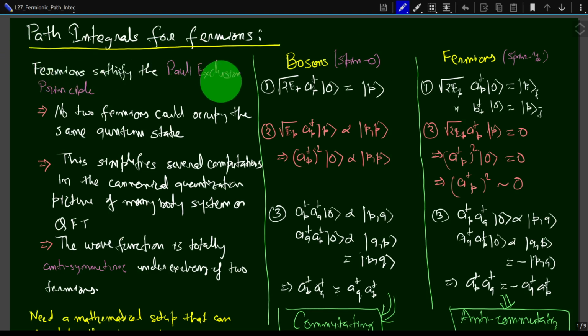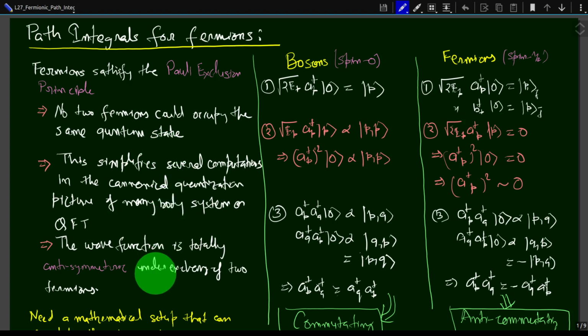So fermions satisfy the Pauli exclusion principle. That means no two fermions could occupy the same quantum state. So these are some properties of the fermions. And this simplifies several computations if I'm using the canonical quantization picture, for a many body system like QFT. And the reason is because the Fock space for any quantum state is just two-dimensional. Either there is a fermion, one fermion, or there is no fermion. You cannot have n equal to 2 occupation for any of the quantum states.